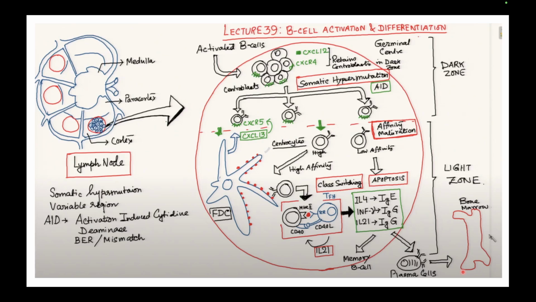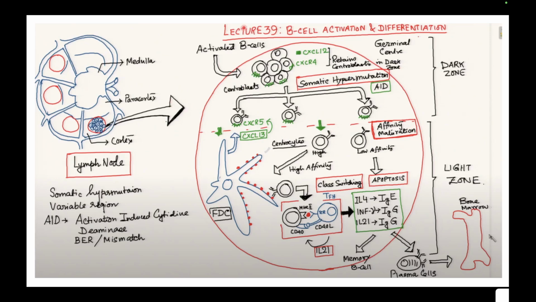If we see in detail, here you can see these activated B cells which are now expressing CXCR4, these are called centroblasts. And there is this CXCL12. This CXCL12 also tries to retain the centroblasts in the dark zone. Okay, so this is happening in the germinal center.